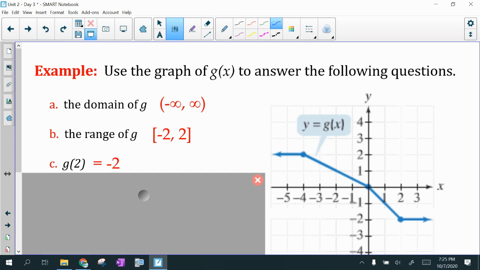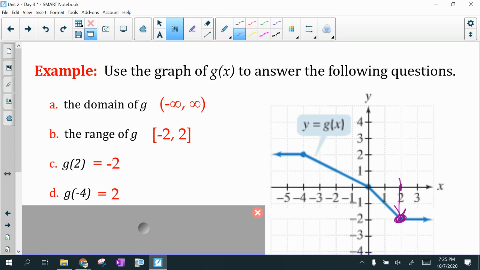Once again, those are going to be easy. Just say, okay, if my x-coordinate is 2, what value does my function take on? I'm going to say a y-coordinate of -2. I could also try and find what g of -4 is. Here is my x-coordinate. What y-coordinate does that get me? That gets me a value of 2.